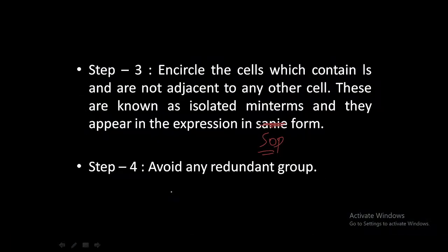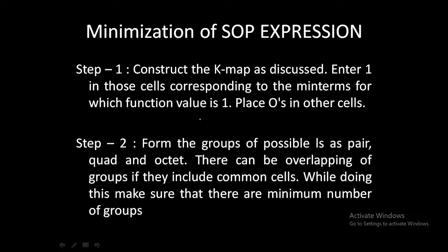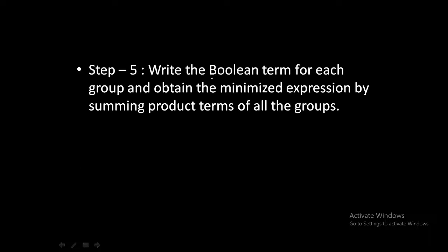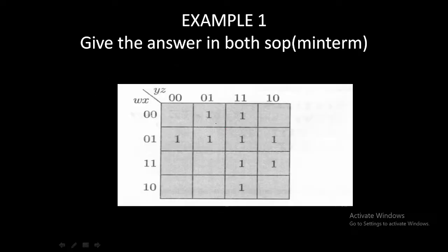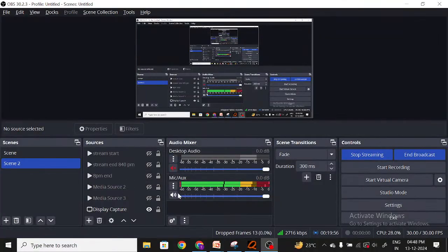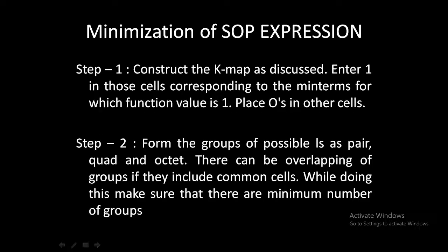So this is how we are going to form a K-map and minimize the SOP expression using the K-map. Afterwards we will write the Boolean term for each group and obtain the minimized expression by summing the product terms of all the groups. So this is how we are going to simplify a Boolean expression using the K-maps.